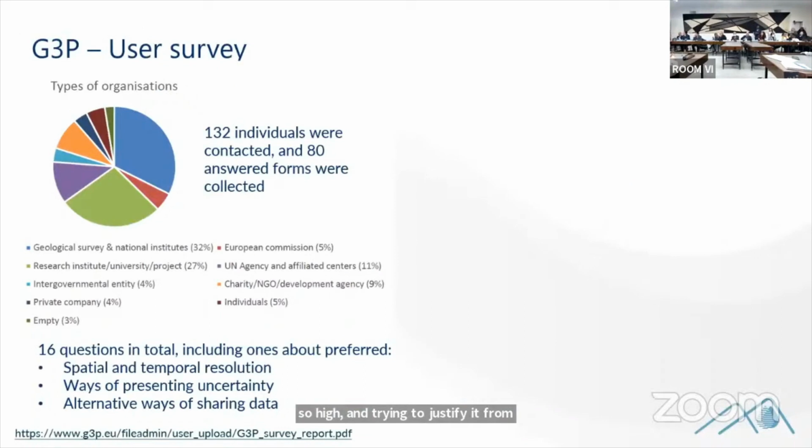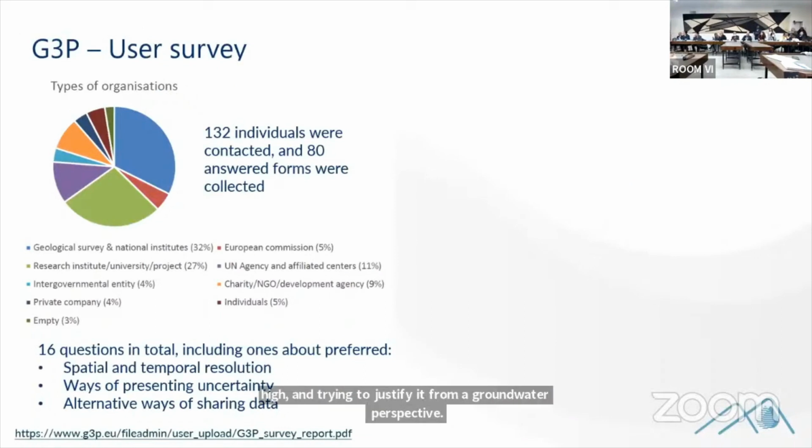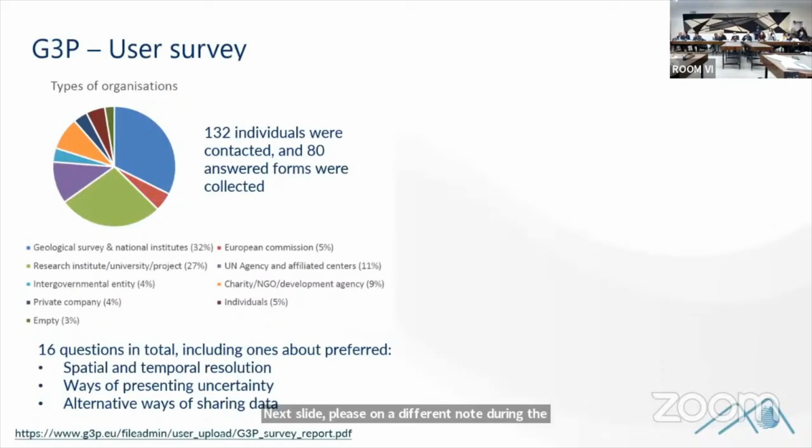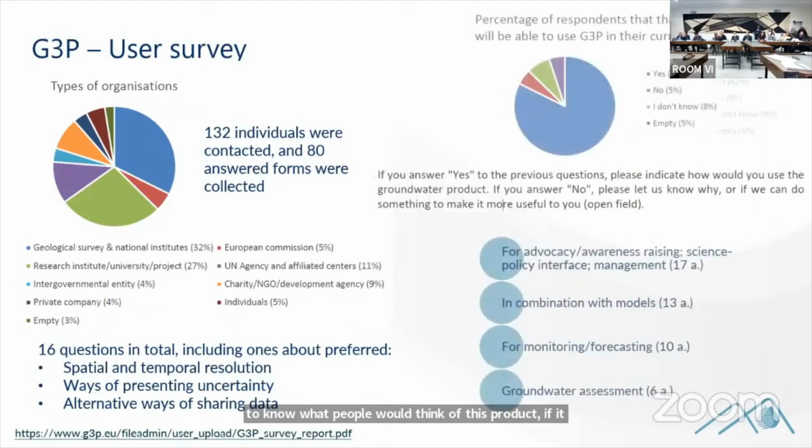On a different note, during the project, we conducted a user survey because we wanted to know what people would think of this product, if it would be used or not, and also collect some information about spatial and temporal resolution and uncertainty. And I wanted to show you one of the questions. We asked, do you think that you can use G3P in your current position, to people from research institutes, geological surveys, intergovernmental entities, etc.? And 82% say yes. So this is very promising to us.